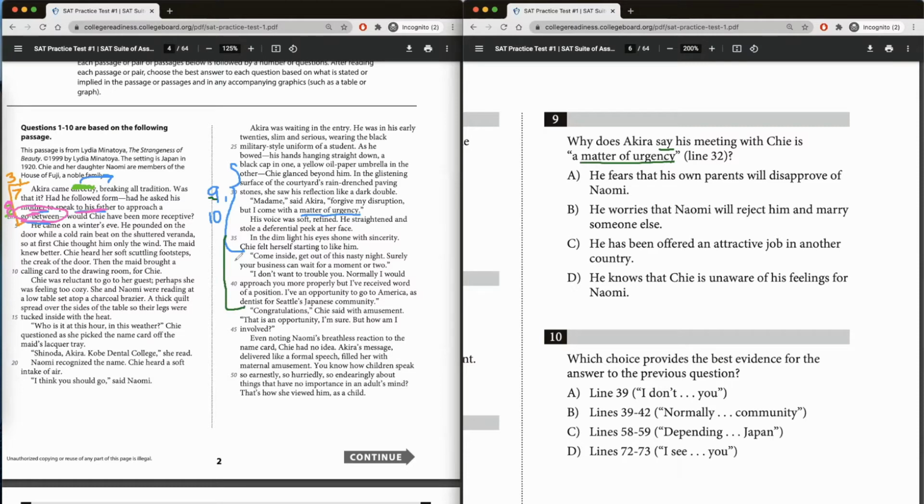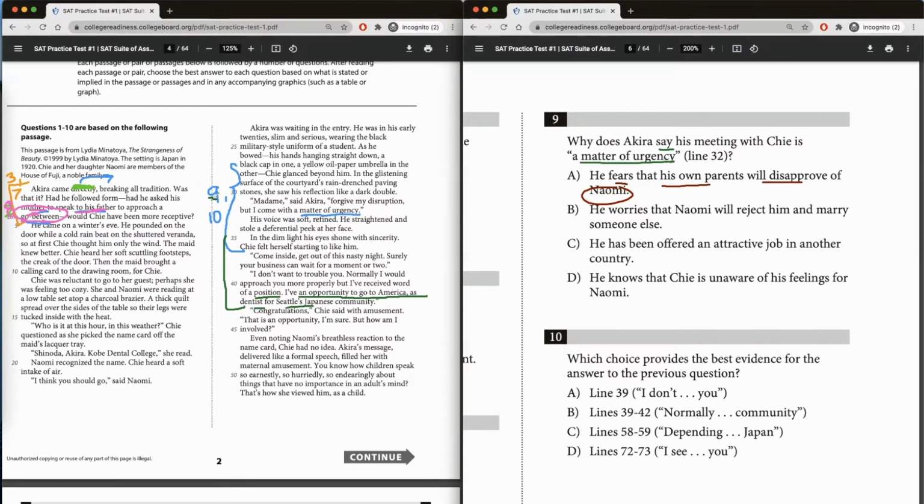And then it says, because now he's getting insight, I don't want to trouble you. Normally I would approach more properly, but I've received word of a position. I've an opportunity to go to America as a dentist for Seattle's Japanese community. Okay, so what is his matter of urgency? He fears that his own parents will disapprove of Naomi. Well, that was never mentioned.